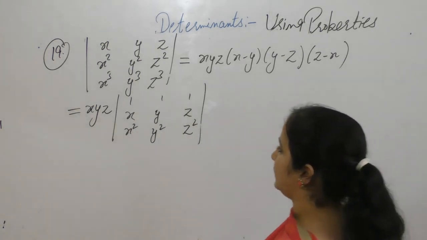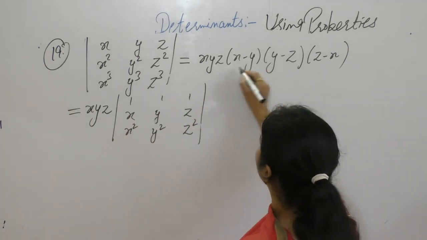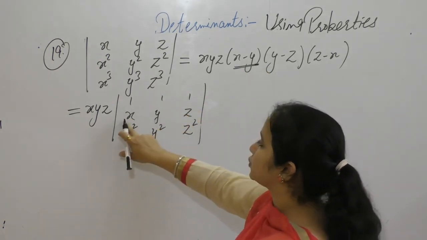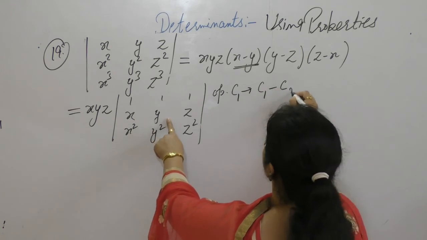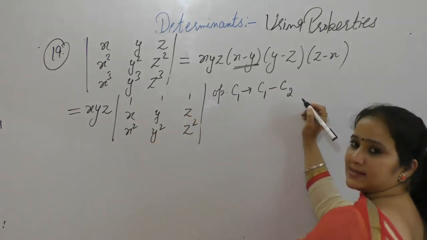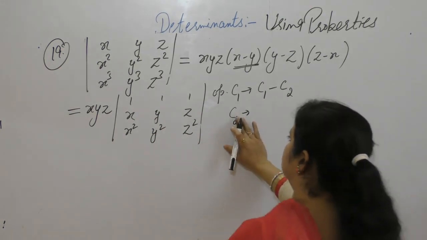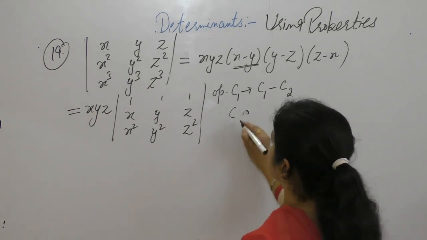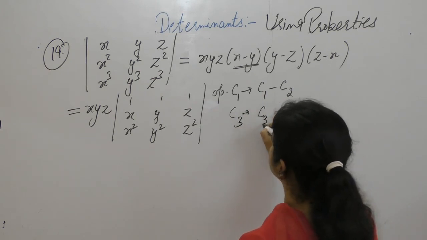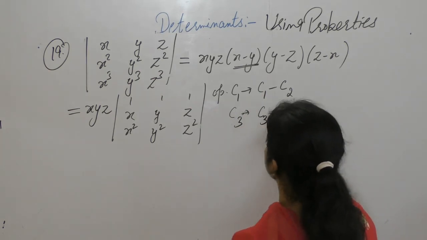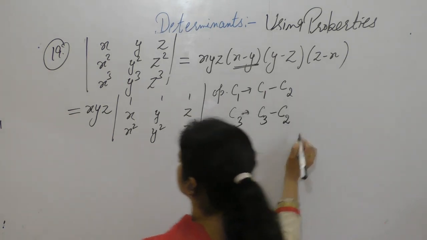Now in the next step, operate C2 as C2. We want y, x minus y or y minus z. So x minus y. So operate C1 as C1 minus C2. Y minus z we want, so C3 as C3 minus C2.